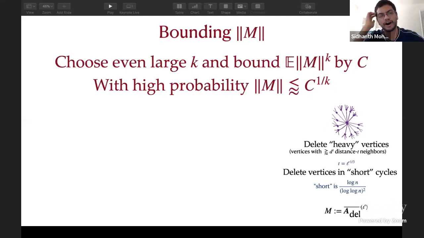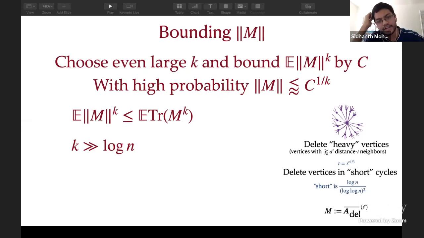Right, so our approach for bounding the operator norm of M is to start by bounding its kth moment by some number c. Once we have a bound c on the kth moment, if k is a large enough number, then we have a bound on the operator norm that holds with high probability of c to the power 1 over k.